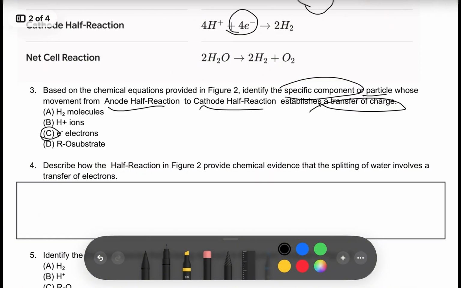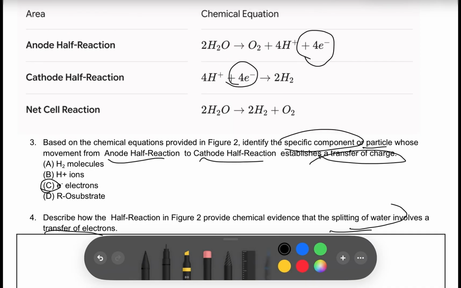Because again, whenever we lose or gain electrons, we're creating ions, and those ions have their own charge. Describe how the half reaction in figure 2 provides chemical evidence that the splitting of water involves a transfer of electrons. It's talking about specifically the splitting of water. And that's represented in the anode half reaction where we see H2O being split up, right? It's being broken down and it's releasing 4 electrons. So the anode half reaction is showing how the water molecule is releasing 4 electrons as products. But then in the cathode half reaction, we can see that 4 electrons are being gained on the reactant side.